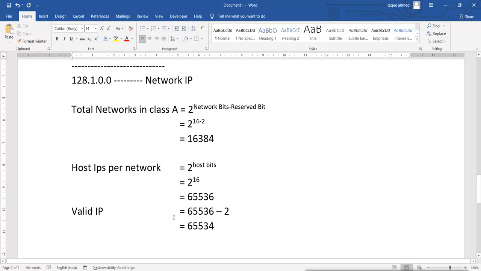The host IPs are fewer, but the networks have increased. In class A you have only 128 networks, but here you have 16,384 networks, so that they can give a network to many other organizations. But 65,000 is still too much. Some companies don't have this many machines and devices, so they need fewer IPs. For them they created class C.